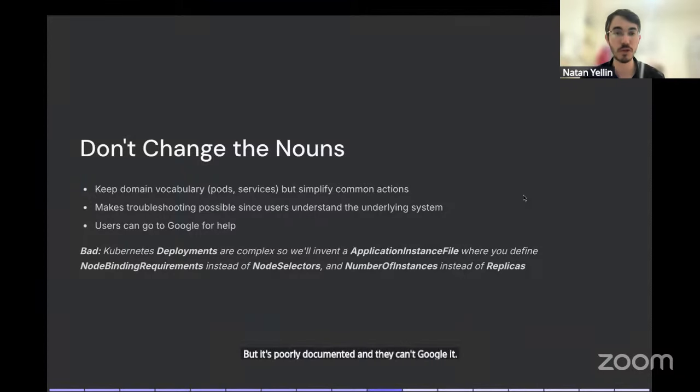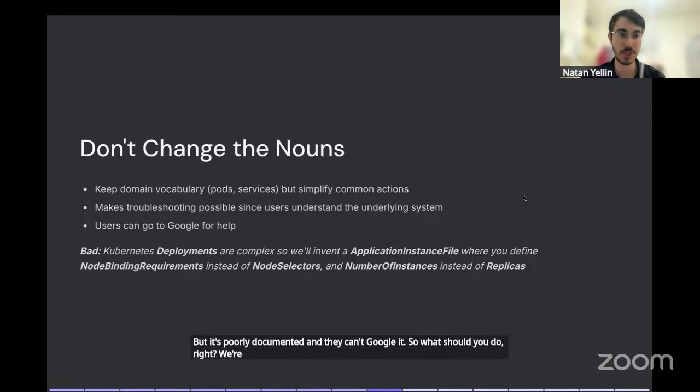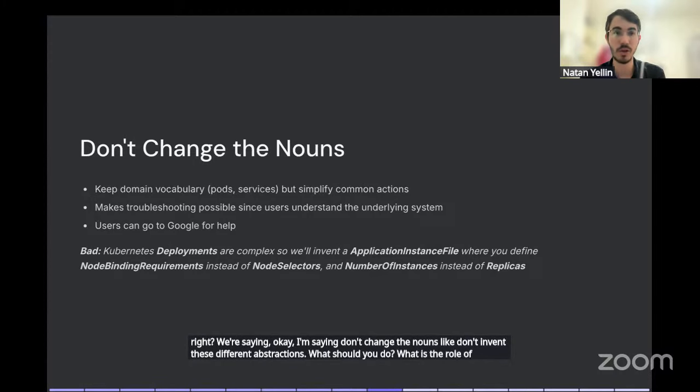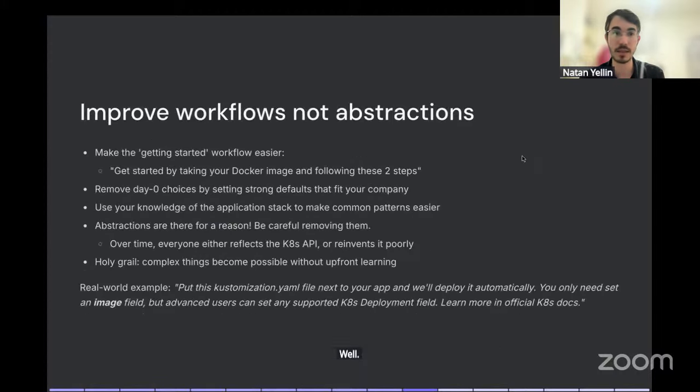So what should you do? I'm saying don't change the nouns, don't invent these completely different abstractions. What is the role of a platform then? Well, again, the role of a platform is not to get rid of complexity. The role of a platform is to change the learning curve. So how do you do that? Well, you make the getting started workflow easier.